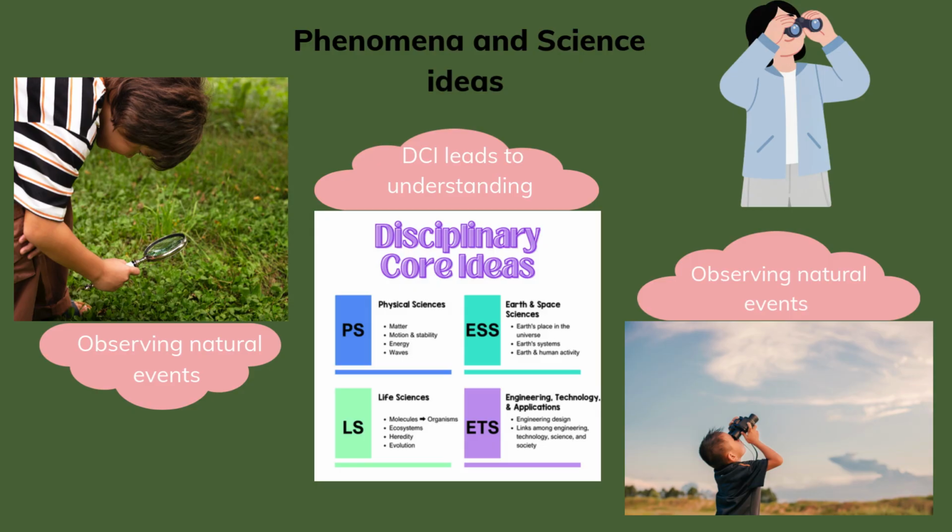Moving our focus to the middle photo, we will now discuss science ideas, also known as DCIs or disciplinary core ideas. Disciplinary core ideas are used to help students understand the underlying scientific concepts related to the phenomena they observed. They act as the big idea or the main idea. For example, if we use the photo of the boy observing the grass, we could then link this to a DCI involving life science, specifically zooming in on organisms or ecosystems.